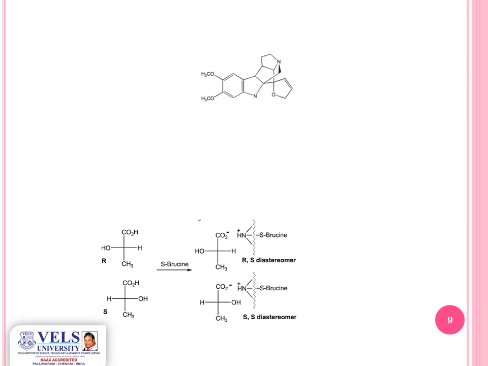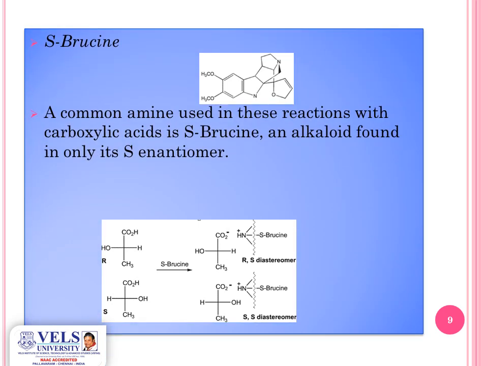If we take a general example, generally for separating acids, many optically active bases like natural alkaloids are used. Examples are brucine, quinine, strychnine, etc. Here I have taken an example of an acid, that is lactic acid. Lactic acid racemic mixture, when treated with S-brucine, which acts as a resolving agent, results in the formation of a salt having diastereomeric property.